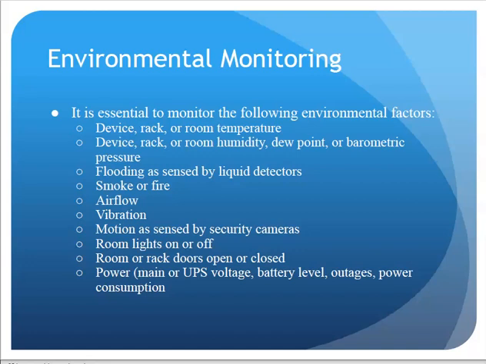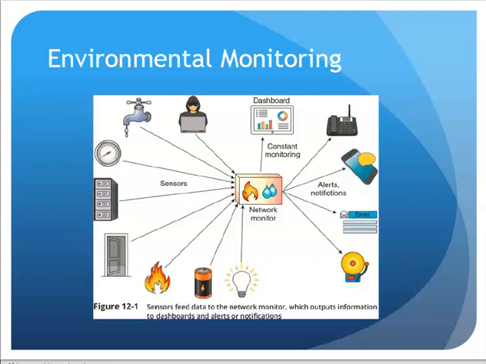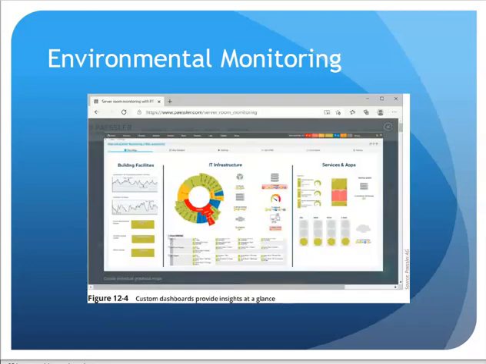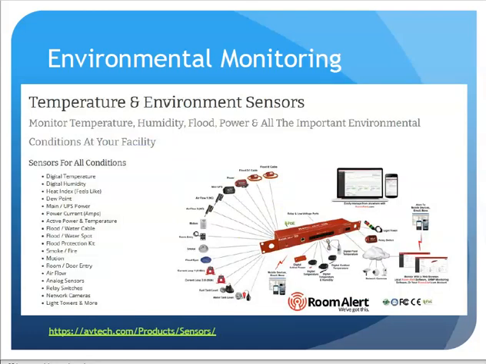Power in a room goes with a whole bunch of things: the main power, UPS power, battery levels, even power consumption for your devices. All of these types of things should be monitored, and again, it depends on the facility. Some of these might take more priority than others. And again, there is a whole bunch of sensors to do so. There are applications that can be used. There are even companies set aside that develop equipment for this or have equipment for doing all of this.